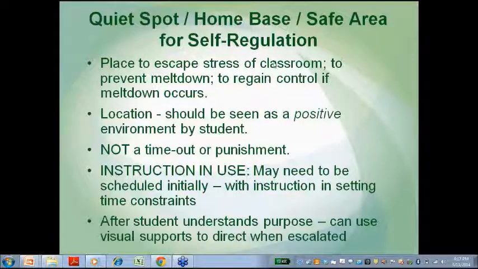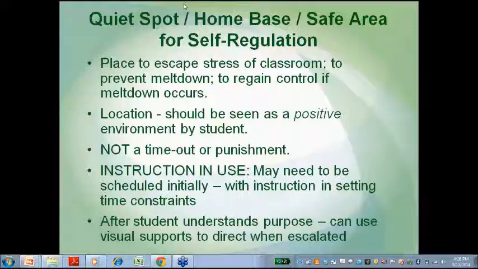Also, a couple of other important things. You're going to need to provide instruction to these kiddos in how to use these quiet spots, home base, when they're calm. I've had students where we start using these when they're escalated. So we're sending them to these locations when they're escalated, and the student automatically makes a negative association with that because they think they're being punished.